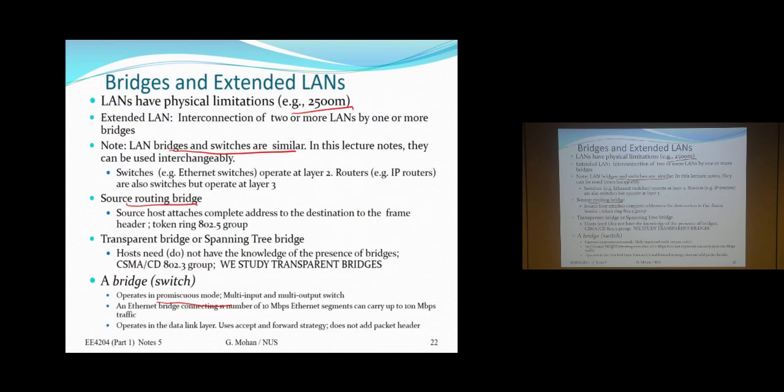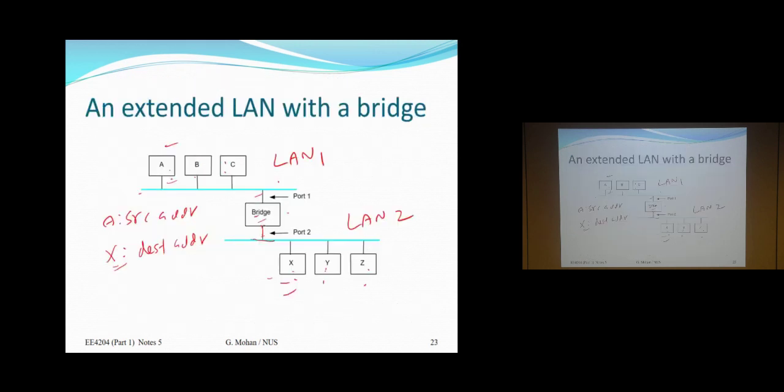This was promoted by the Token Ring Group 802.5. But this is not popular now because it's more burden on the source. It should know that there are many switches or bridges before reaching the destination, and it also should tell how to reach that. So instead, we want to have a simpler mechanism, whether A sends to C or A sends to X, whether it goes through one switch or no switch, or whether the frame should go through multiple switches, it should be completely transparent.